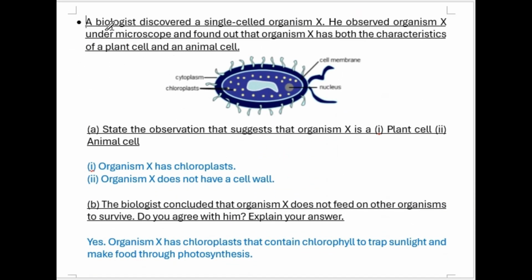A biologist discovered a single-celled organism X. He observed organism X under microscope and found out that organism X has both the characteristics of a plant cell and an animal cell.